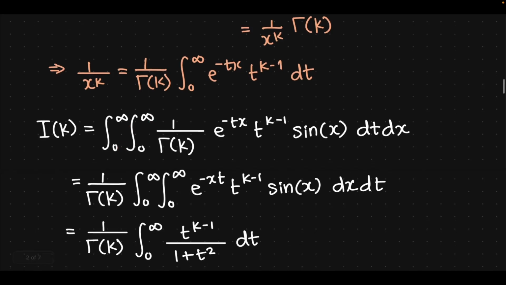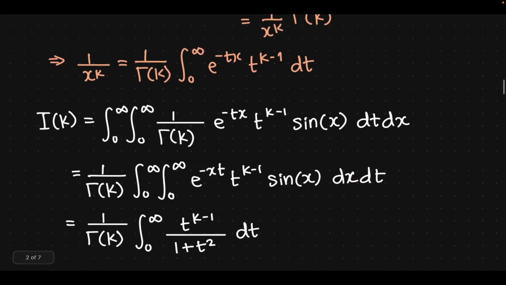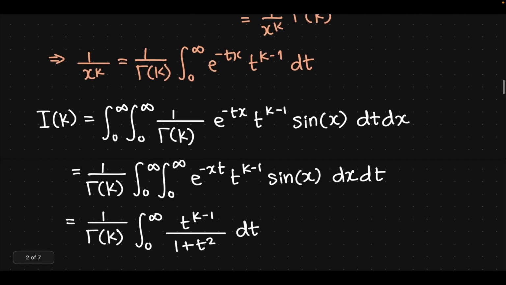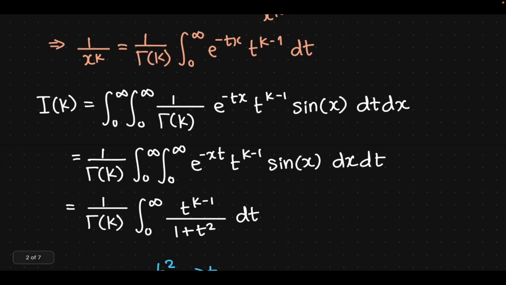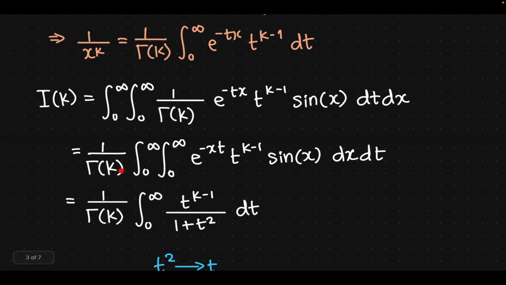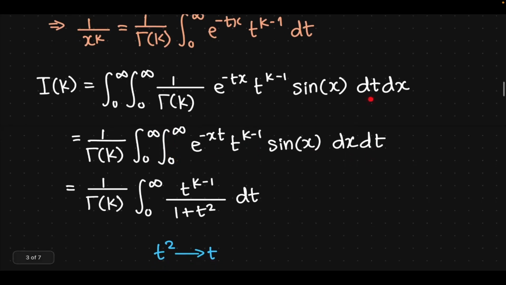Now we can interchange the order of integration. I'm not going to go into the mathematical nitty-gritty analysis details of this. All you have to know is, since there's an exponential, it's all well behaved because it eventually decays. So, we can easily do this kind of operation. 1 over gamma of k times integral 0 to infinity, 0 to infinity, e to the minus xt, t to the k minus 1 sine of x dx dt. So we changed the order. So the dx integration happens first.